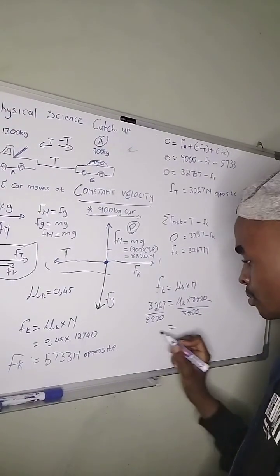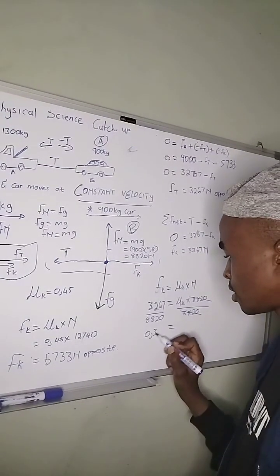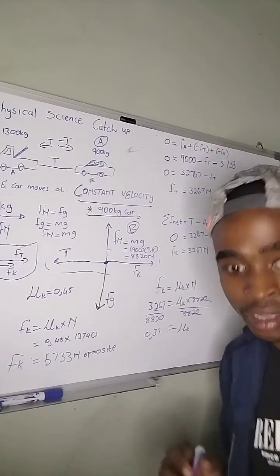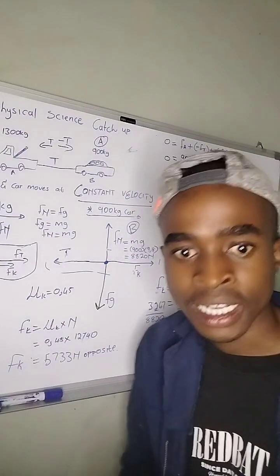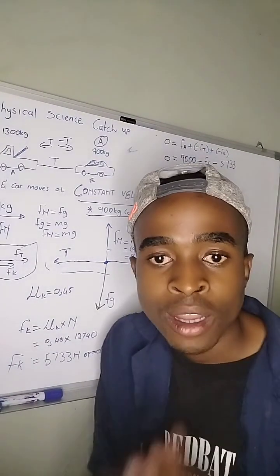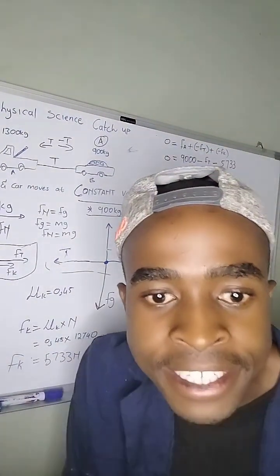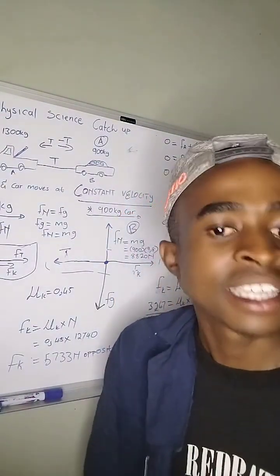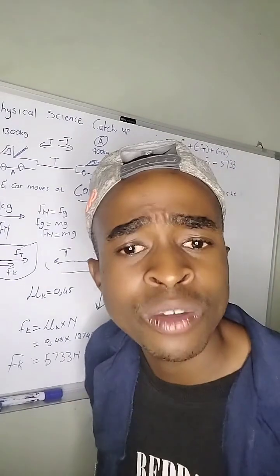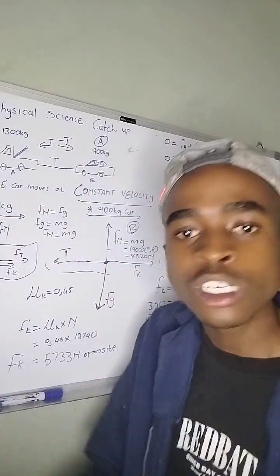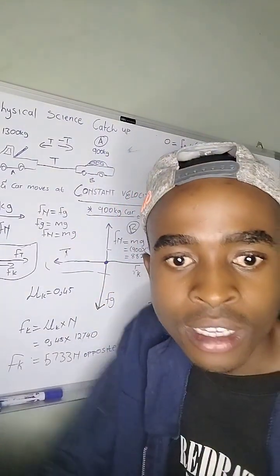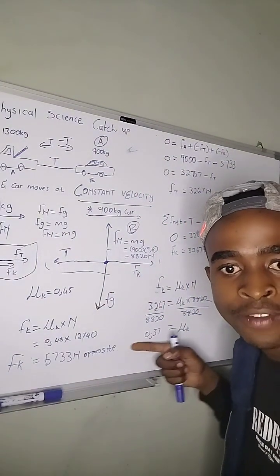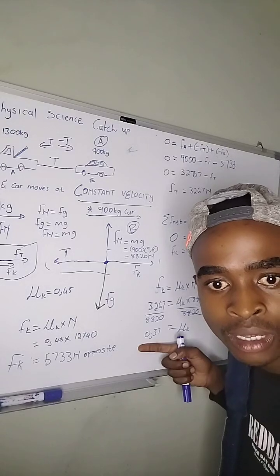What is the value? It's going to be 0.37. Guys, the coefficient doesn't have an SI unit. There's no SI unit when you are dealing with the coefficient, guys. There's no newtons in the SI unit. We are having no SI unit.